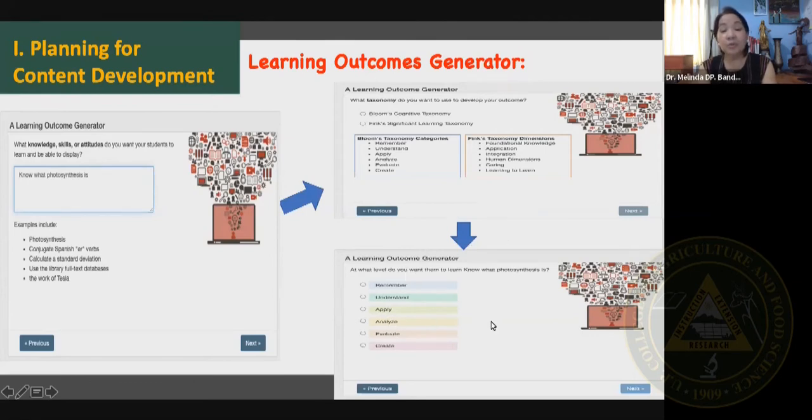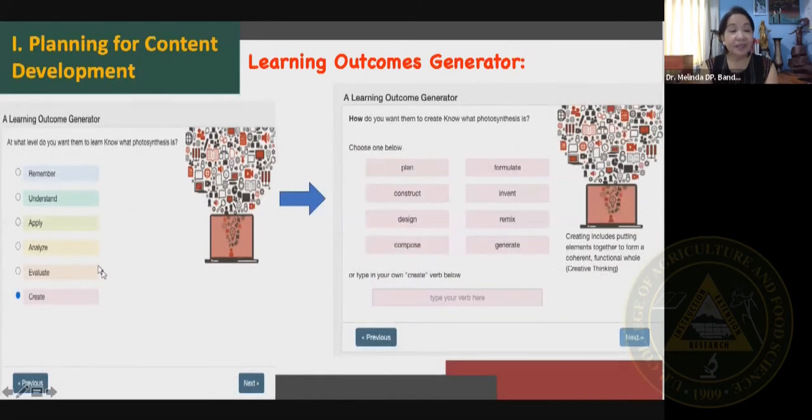So ano daw bang gusto kong level? Is it remembering, understanding, applying, analyzing, evaluating, or creating? So again, pipili tayo dyan. So titingnan natin, balik ulit tayo sa assessment, di ba? So at what level, at what knowledge level, yung hinihingi doon sa licensure exam natin. So i-click natin yan. Applying ba? Analyzing ba? Or evaluating ba? So click one of them. And then when you click next, so ito yun.